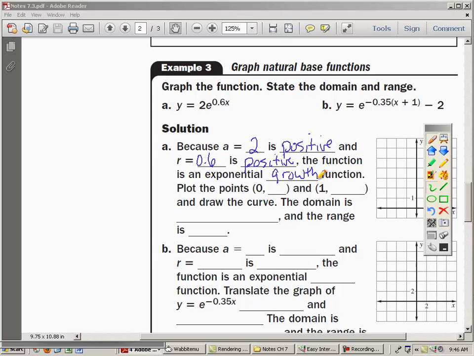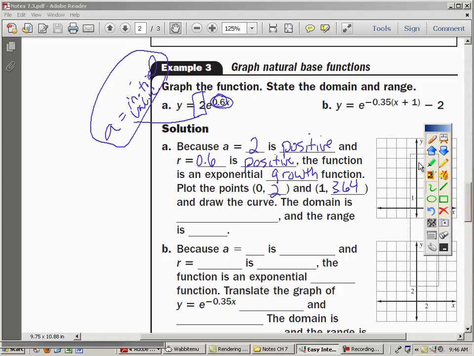All right. So when I plug in 0, this is 0.6 times 0, which the whole thing becomes 0. Anything to the 0 power is just 1. So this becomes 2 times 1, which is 2. So once again, this value a is still my initial value, just like we talked about in the last 2 sections. All right. When I plug 1 into this function, I end up getting like 3.64. You guys can do that on your own.